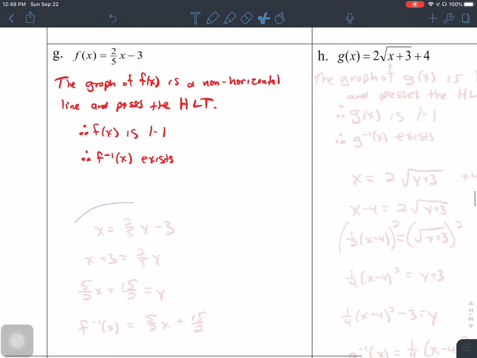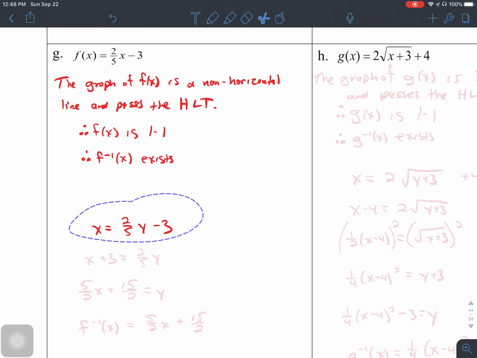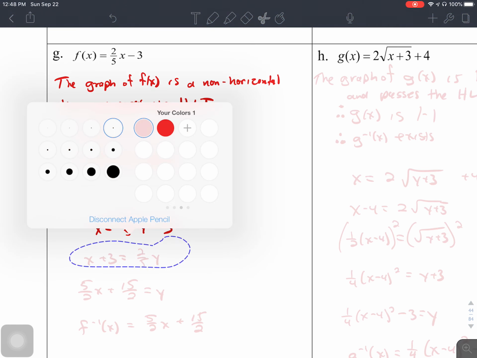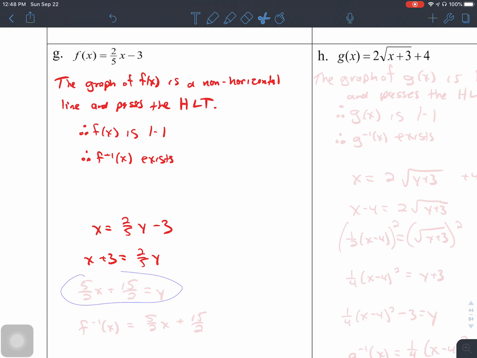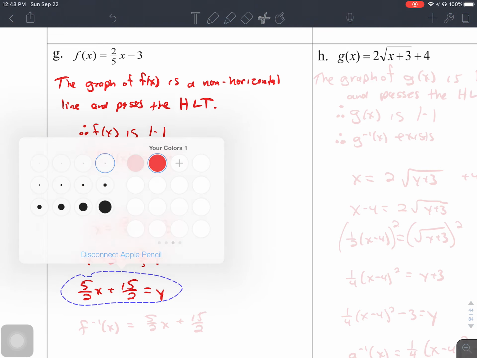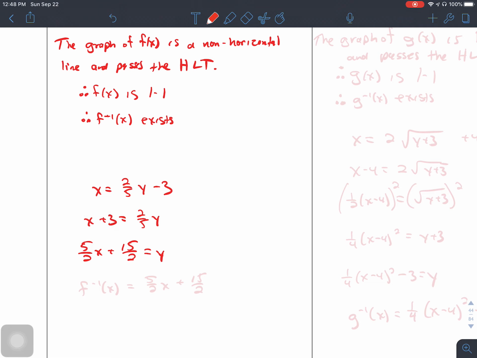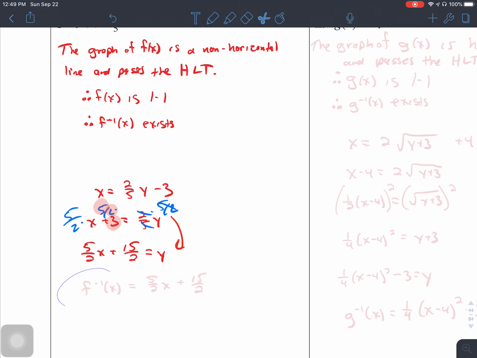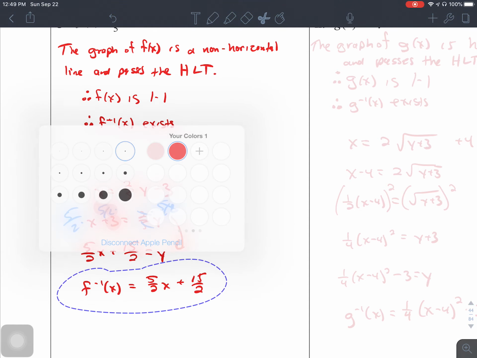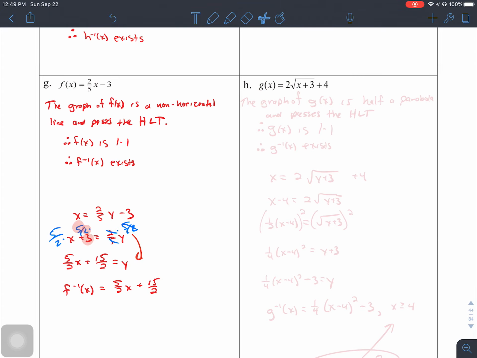How do you find the inverse? Well, you take your function, you interchange x and y. You then manipulate the equation until you can get y by itself. To be clear, from here to here, I multiplied each term by 5 over 2. That cancels with this fraction. Here we get 5 over 2x. Here we're going to get 5 times 3, which is 15 divided by 2. That's why I got 15 over 2. Replace the y with f inverse. That's the inverse of that function.